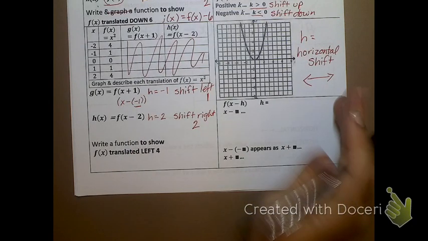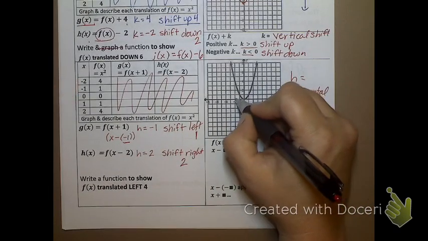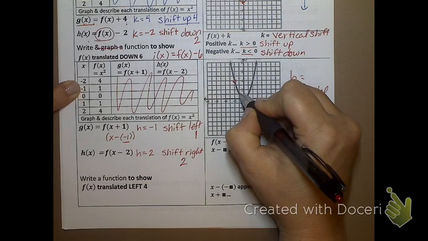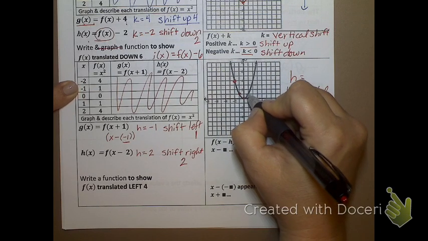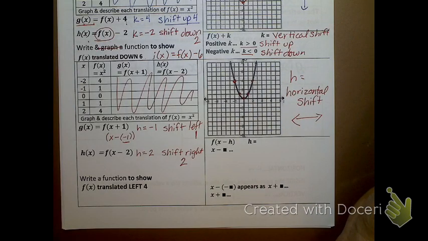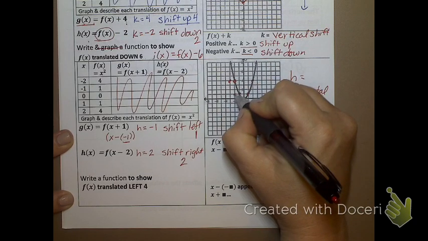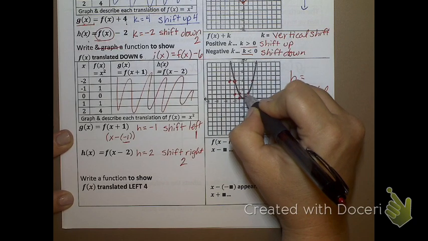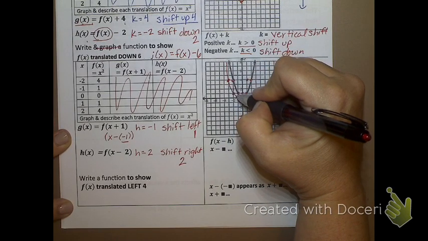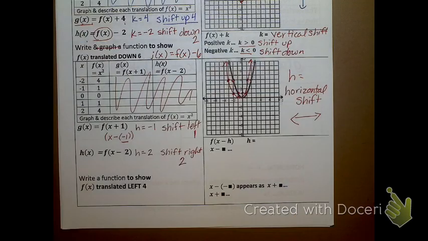So let's graph those two. I'm going to do the shift left 1. Again, I have my main points: negative 2, 4, negative 1, 1, 0, 0, 1, 1, 2, 4. Those are my main points. I'm going to start off with the shift left. So I'm going to go left 1, left 1, left 1, left 1, left 1. And it's going to start to look something like that.